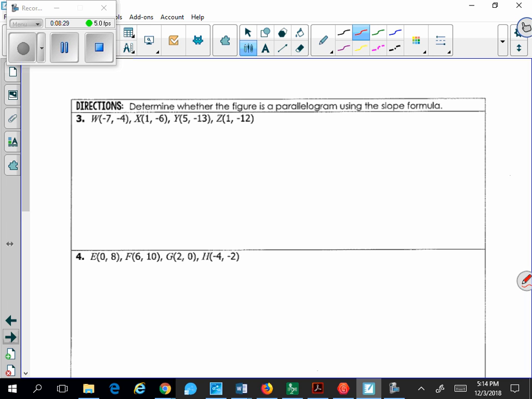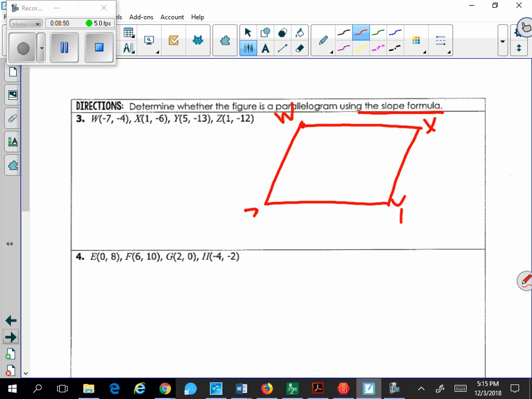So I'm doing the same thing here. They want me to determine whether the figure is a parallelogram using the slope formula. So I'm going to draw my parallelogram again. That's W, X, Y, Z.